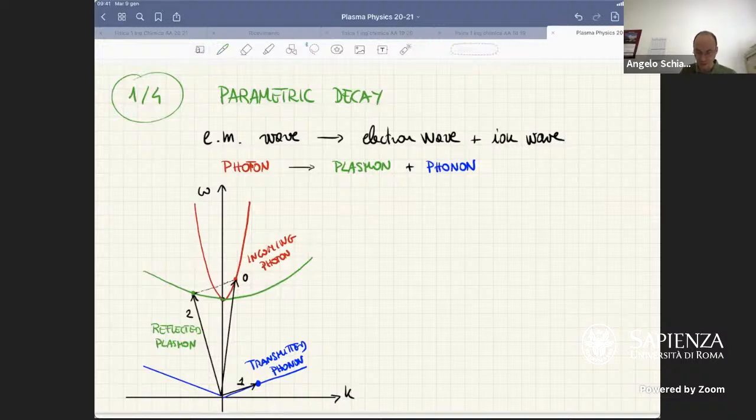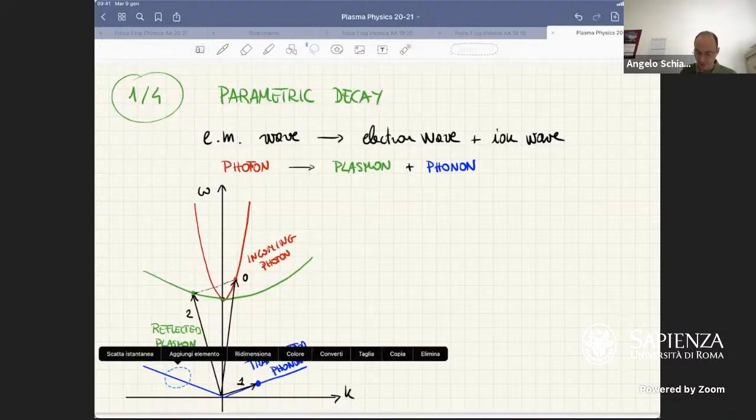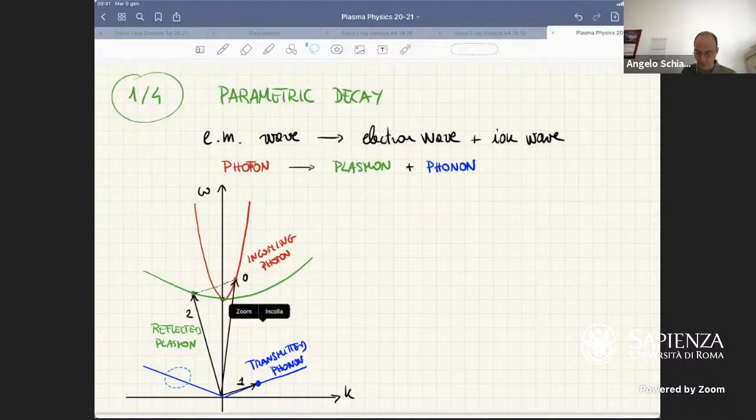dispersion relation. So you take this one here, you copy, and from the incoming direction, you see that actually we can have this solution here, where we have a transmitted phonon, a reflected phonon, and the incoming photon, all three satisfying the energy conservation and momentum conservation.